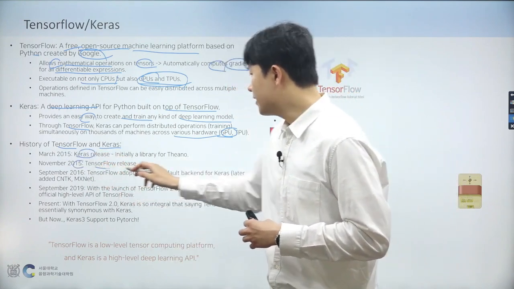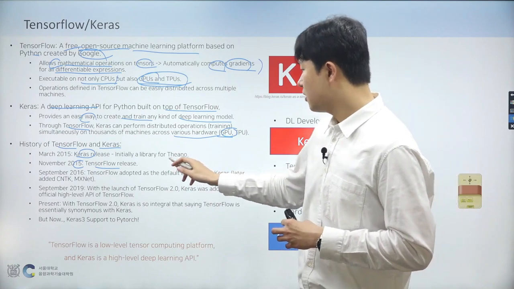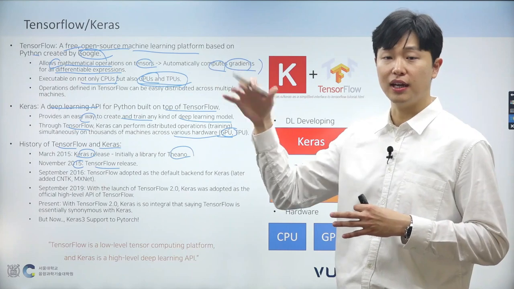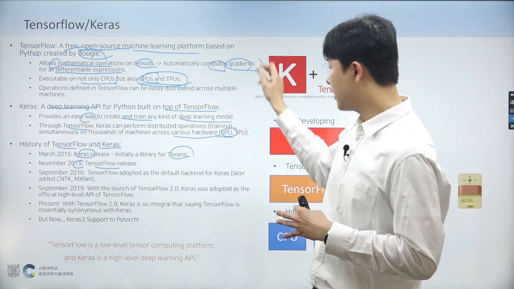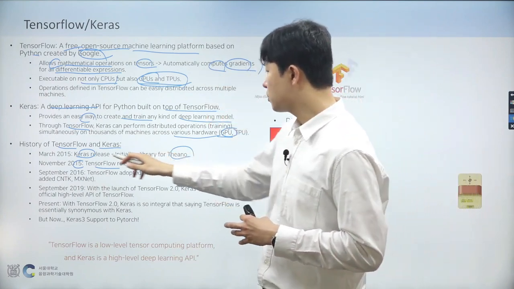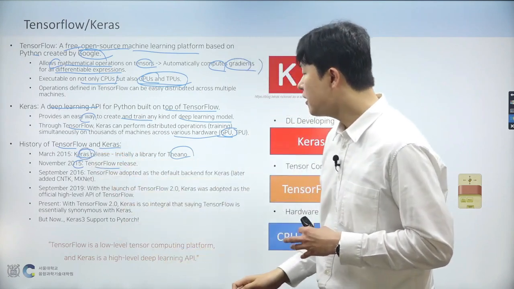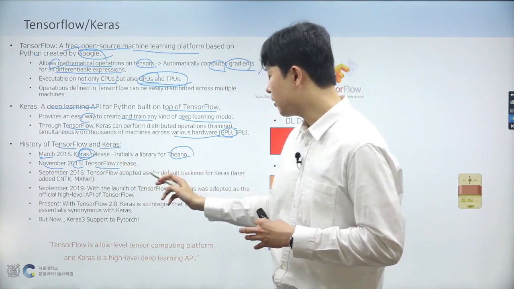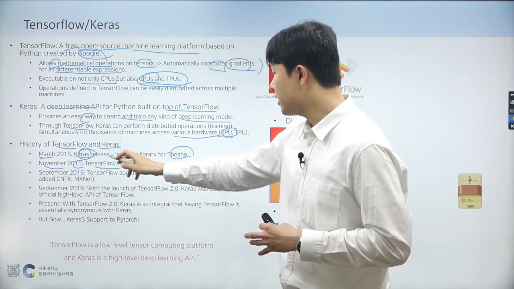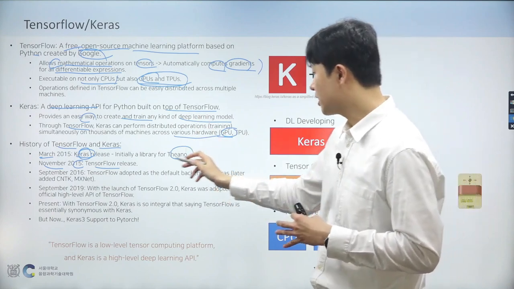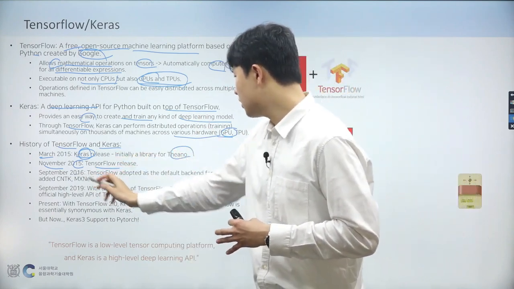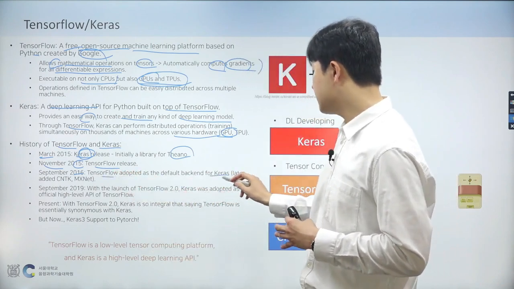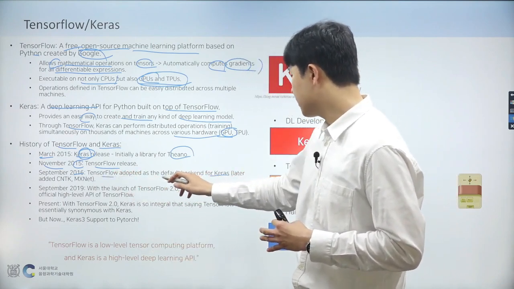So Keras was released as a library for Theano, another deep learning library, in March 2015. Theano is a deep learning library that allows users to define, optimize, and evaluate mathematical expressions using multi-dimensional arrays efficiently, making it a foundational tool in the field of machine learning. Then, in November 2015, TensorFlow was released. So, initially, Keras used Theano as the backend, but they changed it afterward. In September 2016, TensorFlow was adopted as a default backend for Keras.